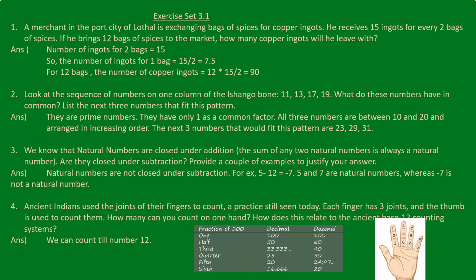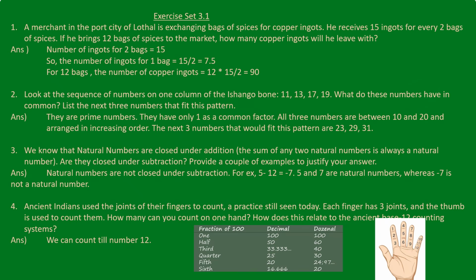We know that the natural numbers are closed under addition. The sum of any 2 natural numbers is always a natural number. That is the definition of the closure property of addition. That is, if you add any 2 numbers, the value you get should also be a natural number. That is the closure property. Now they are asking, are they closed under subtraction? It need not be. Say for example, 5 minus 12, where 5 and 12 are natural numbers, but the operator is subtraction. You get minus 7.